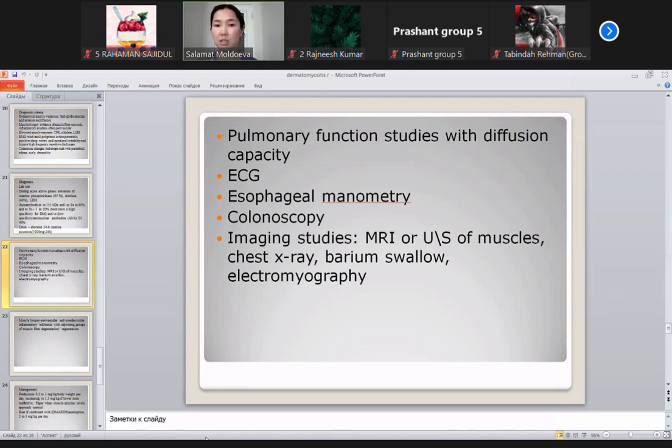EMG is a great test for dermatomyositis, mainly for the form where we talk about muscle and skin change, because if it is atypical amyopathic, electromyogram will be normal, because the muscle will be normal, just skin change.